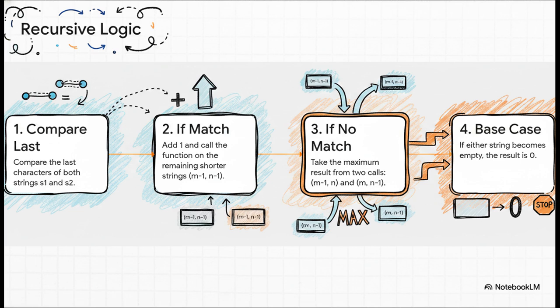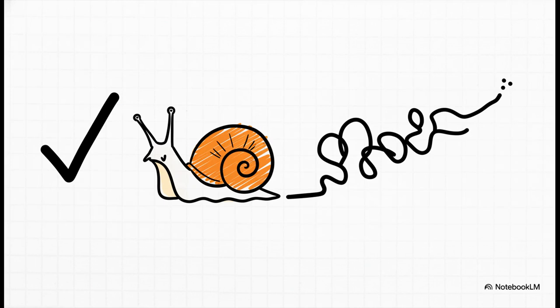We have to explore two paths. What's the best we can do if we just ignore the last character of the first string? And what about if we ignore the last character of the second one? We just find the answer for both of those paths and take whichever one is bigger. And eventually, we hit our base case. If one of the strings is empty, the result is 0. Simple enough, right? Now, this logic is perfectly sound. It will get you the right answer every single time.